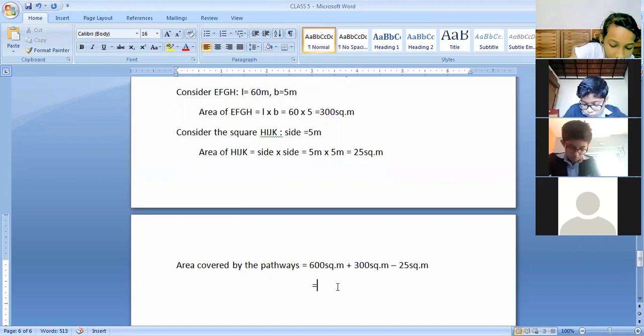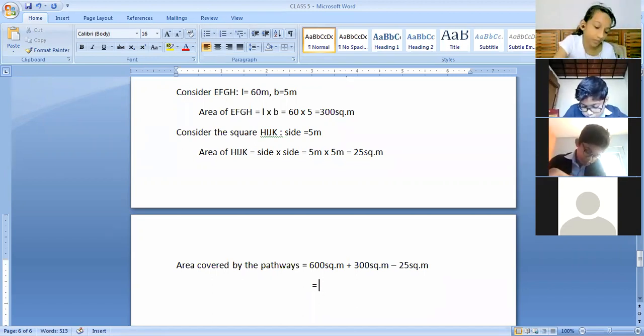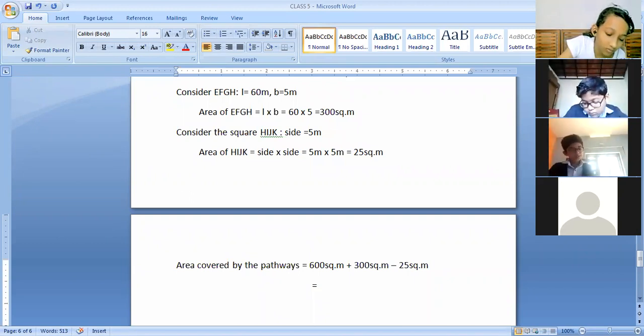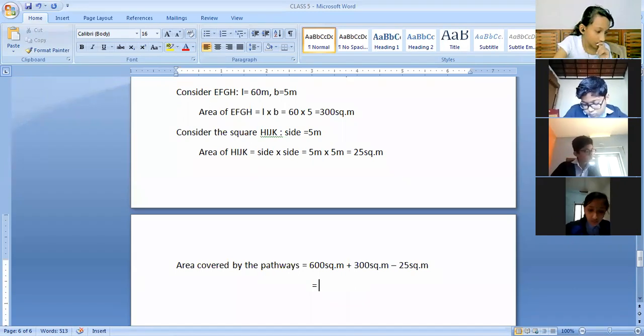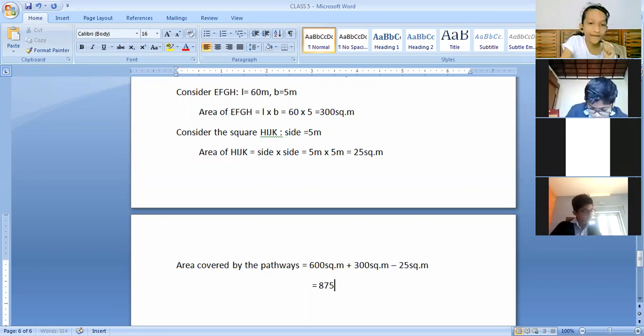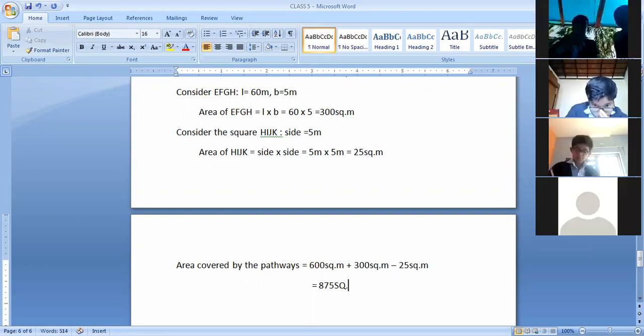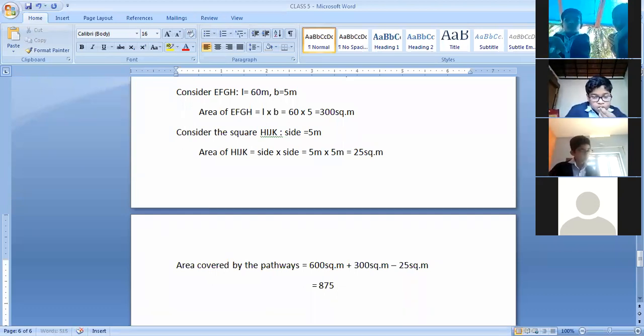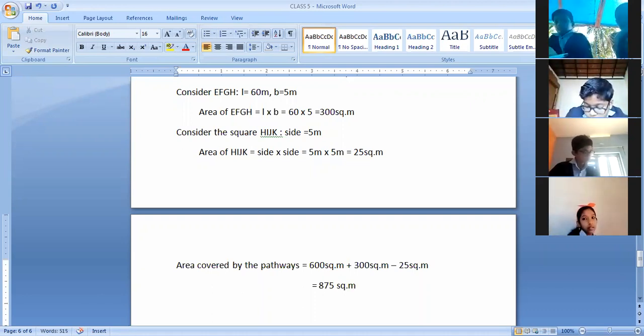$600 plus 300 minus 25. 600 plus 300, you will get 900. 900 minus 25, you will get 875 square meter. Not centimeter, meter. This is the area of the pathways. This is the area covered by pathways.